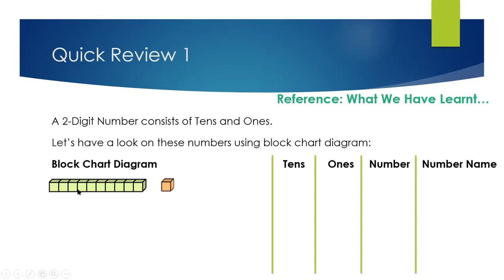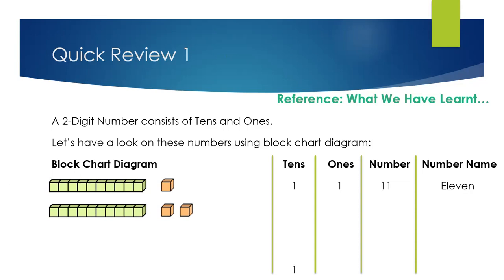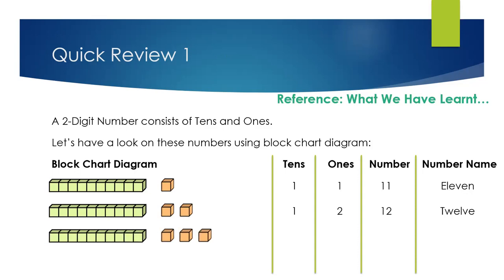This block represents a tens, a complete tens, and here is a block that is representing ones. So how many tens are there? There is 1 tens and 1 ones. So the number would be 11, written in words as eleven. Now next, similarly, here we have 1 tens and 2 ones, forming the number 12, and same in the words. Now here is 13, 1 tens and 3 ones. The number is 13, and here is the number name.